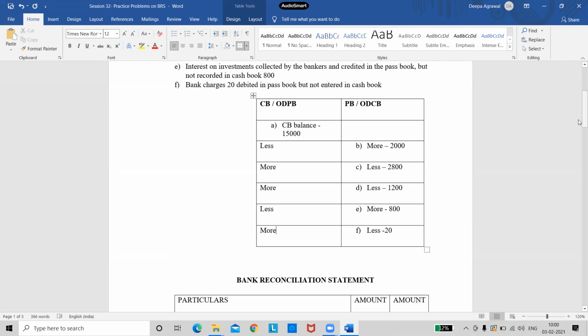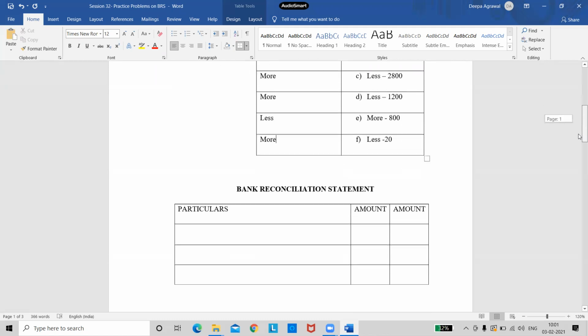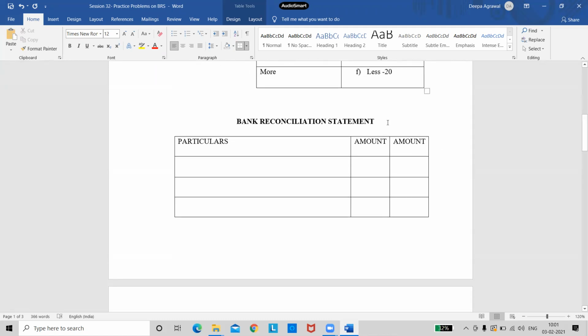Now we need to prepare the BRS statement, right? So let us look into how to prepare the BRS statement. This is my heading, and remember the date should always be written. So now I'll write the date: BRS as on 31st December 2013. So I've written the date for BRS.